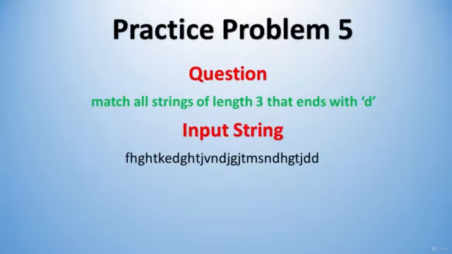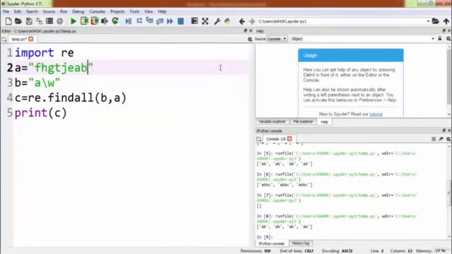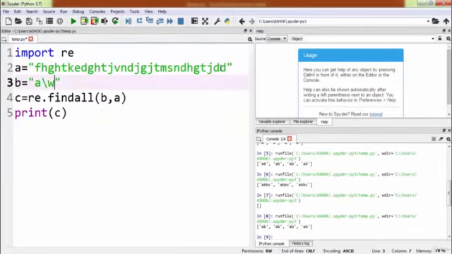Now the next question is we must match all the strings of length 3 which end with D. That means our pattern will be, the last character should be D, and before that two characters can be present and there is no restriction for that. So there will be two slash W's. When you run, you can get the required answer.